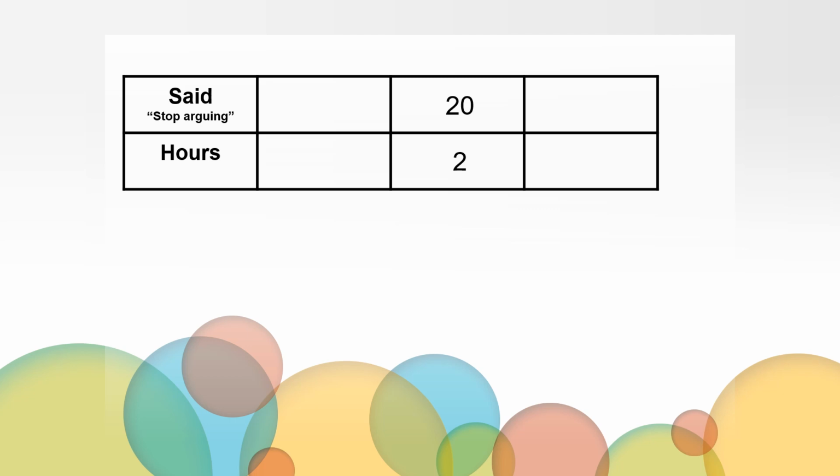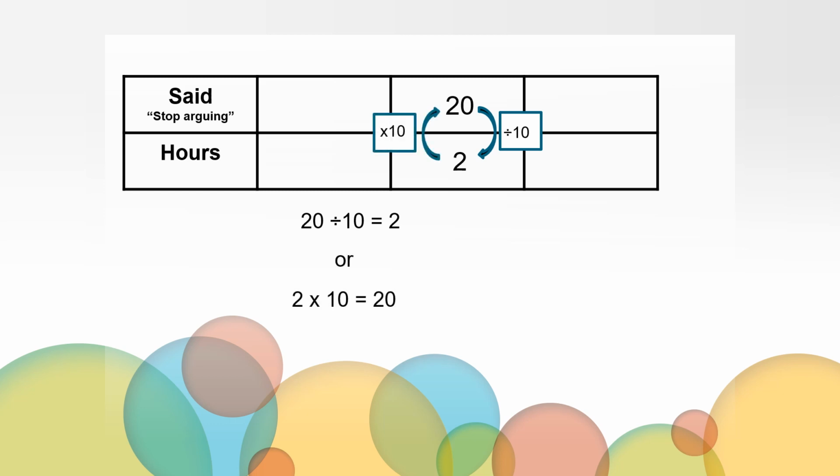You might have chosen to organize your thinking in a table and labeled your table with "Mom said stop arguing" and "hours." You might have looked at the relationship between 20 and 2 and noticed that you could divide 20 by 10 to get to 2. Or you might have thought 2 groups of 10 makes 20, so I can multiply 2 times 10 to get to 20. You might have realized that if 20 divided by 10 equals 2, then 10 divided by 10 equals 1.